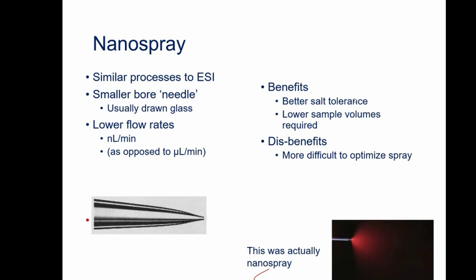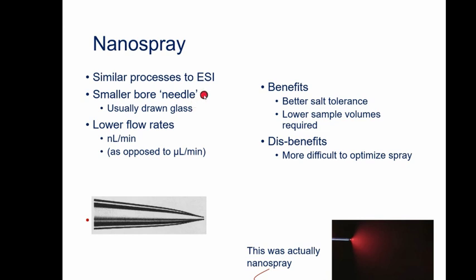There's a partner technique to electrospray known as nanospray. All the ionization processes are identical to electrospray. Again, it forms a very fine spray from a solution. In fact, what we were looking at earlier on in that video was actually nanospray, not electrospray. Nanospray systems don't have coaxial spray gas, for example. They usually use a smaller bore needle with diameters much less than a micron.